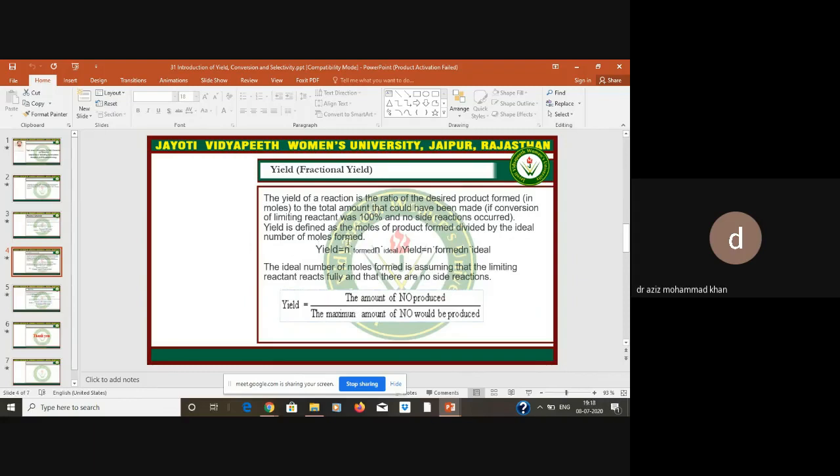The ideal number of moles is already calculated, it is the standard, and the product formed is our actual volume. If the ideal volume of a product is 100 and we have isolated 80, then we can calculate the yield as 80 divided by 100. So yield can be calculated by the amount of NO produced divided by the maximum amount of NO that could be produced. It is a simple thing that is used in industry.